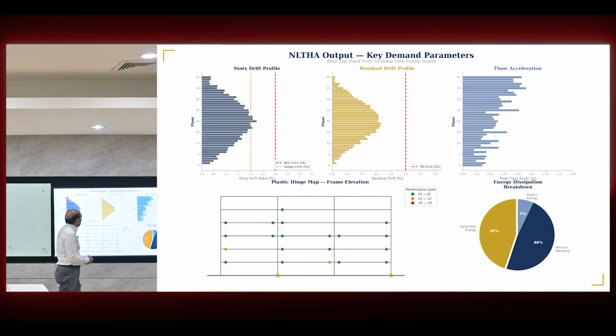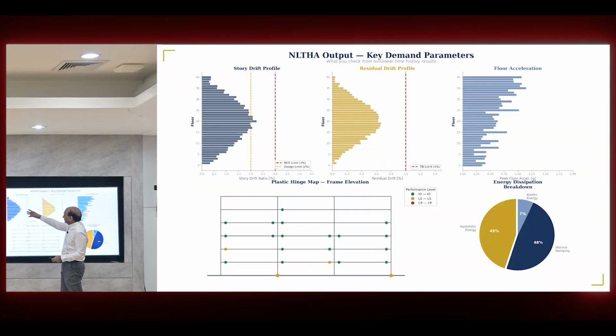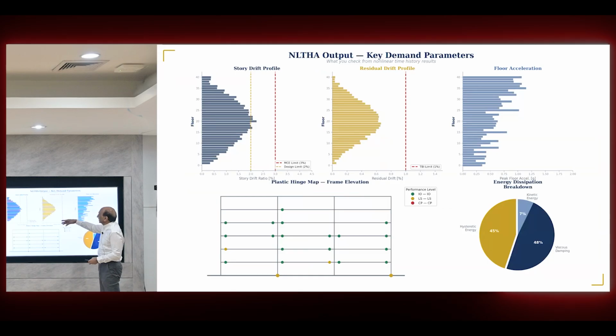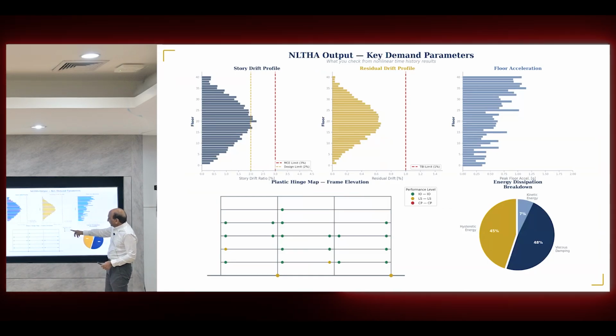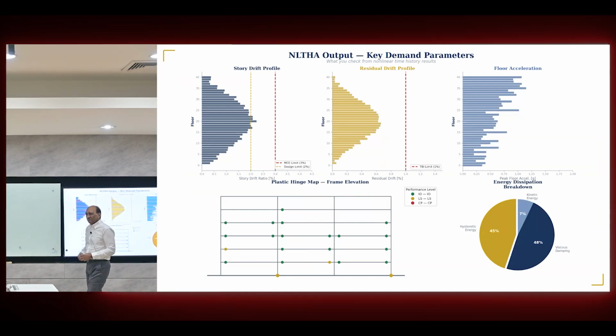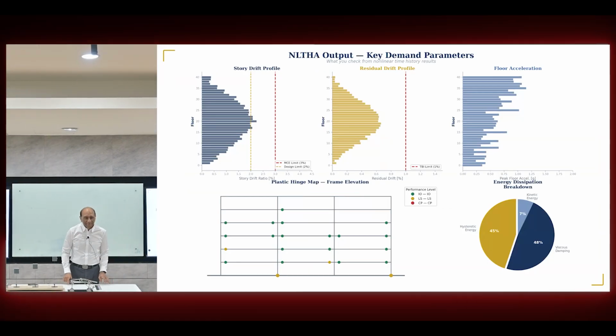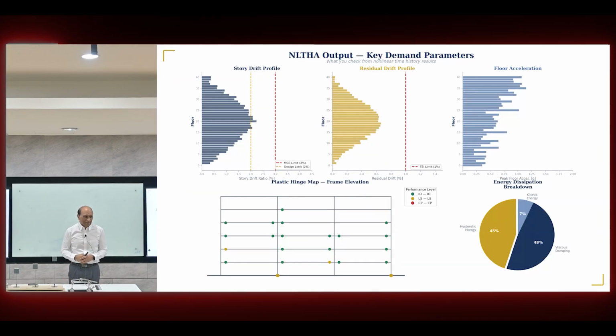Anyway, now you can see you can get all these plots of story drift and residual drift, and then floor acceleration and the energy dissipation, the performance location. This is a complete picture of what you can get from nonlinear time history analysis. And you know who made this graph? Claude. So Claude knows exactly how the nonlinear time history analysis works.